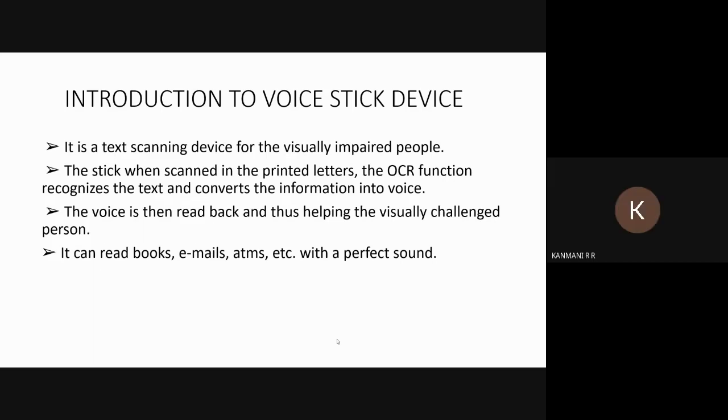Thank you, Guru. Let me start with the introduction to the voice stick device. It is a text scanning device for visually impaired people. When the stick is scanned over printed letters, the OCR function recognizes the text and converts the information into voice. The voice will then read it back, thus helping the visually challenged person. It can read books, emails, etc. with a perfect sound.